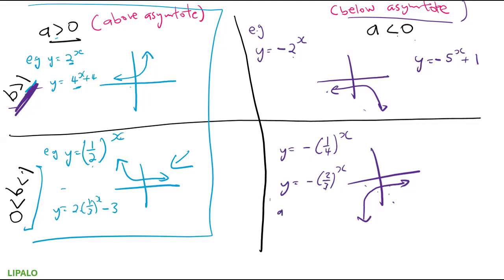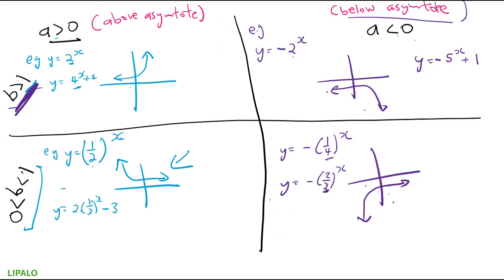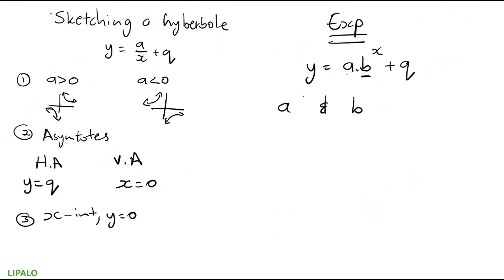As you can see, A is negative, B is between 0 and 1. Here, 2 over 3 is between 0 and 1. 1 over 4 is between 0 and 1. So these type of graphs will have this shape. So these are the 4 shapes that you have for the exponential. Now, let us get to the steps.